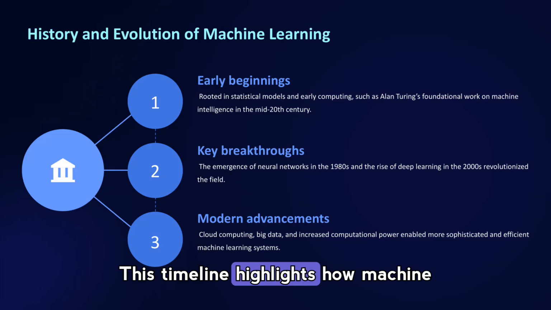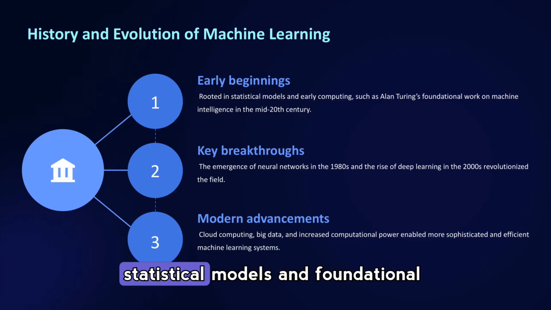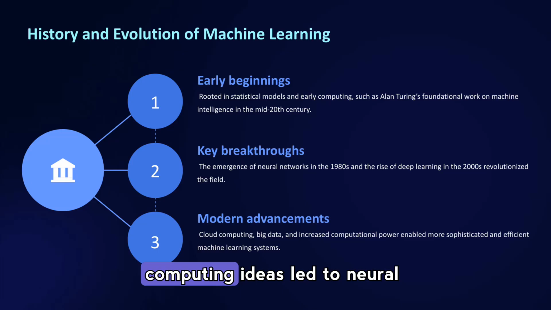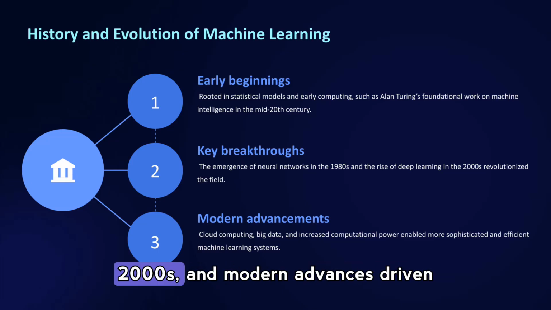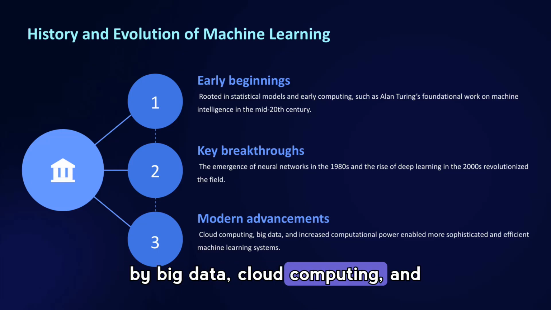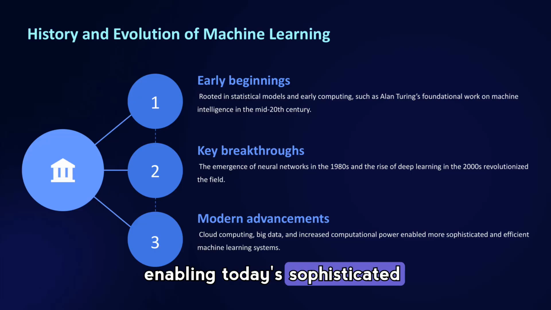This timeline highlights how machine learning evolved. Early roots in statistical models and foundational computing ideas led to neural network breakthroughs in the 1980s, with deep learning's rise in the 2000s, and modern advances driven by big data, cloud computing, and greater computational power, enabling today's sophisticated systems.